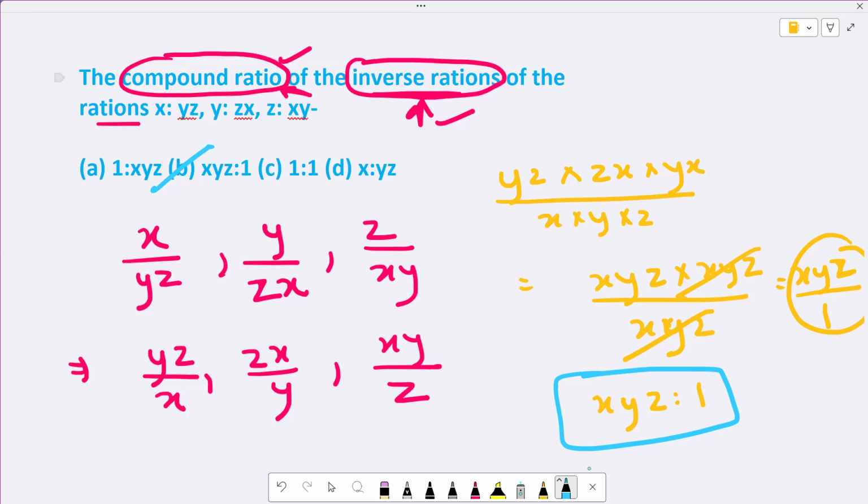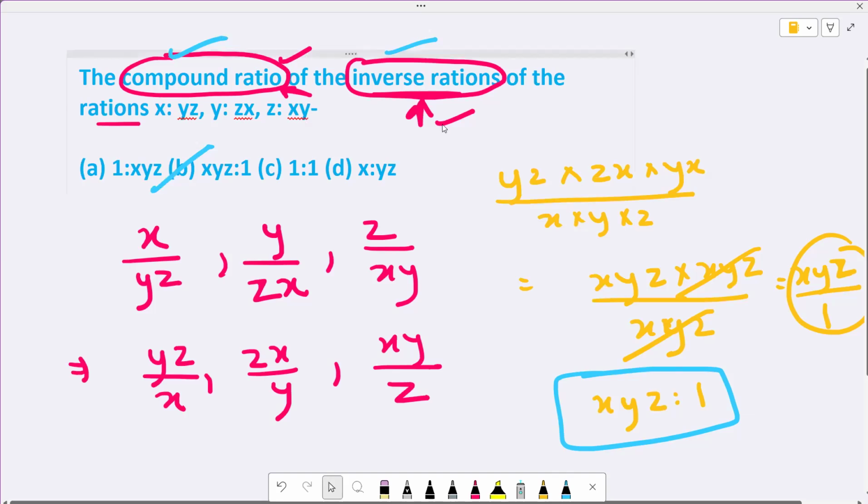So two terms we understood here, compound ratio and inverse ratio. So the proportion topic was that much. I hope you understood the concepts of mean, third, fourth proportion, and of compound ratio and inverse ratio.